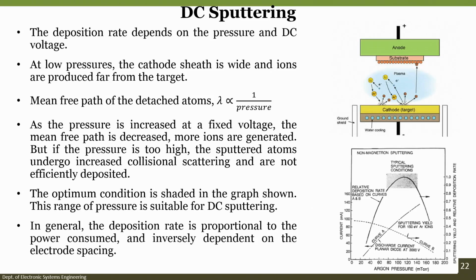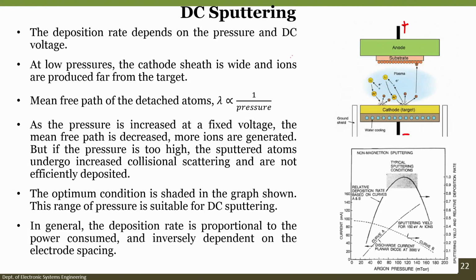So, let us quickly see 3 sputterings or 4 sputtering methods. The first one is your DC sputtering. In DC sputtering you have an anode which is positive, you have a cathode which is negative, and then there is a ground shield of course, and water cooling, because there will be generation of heat.